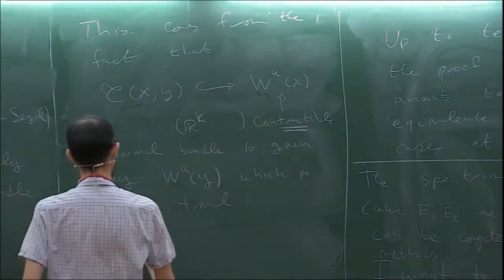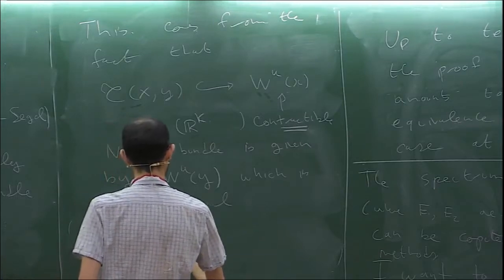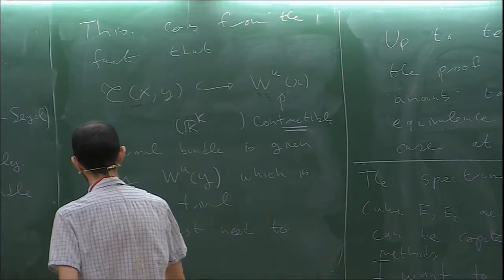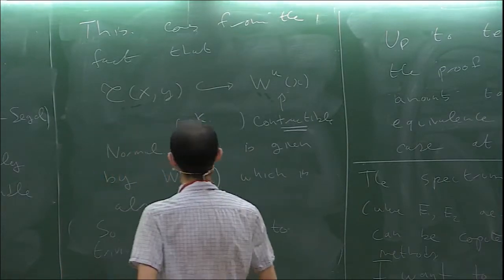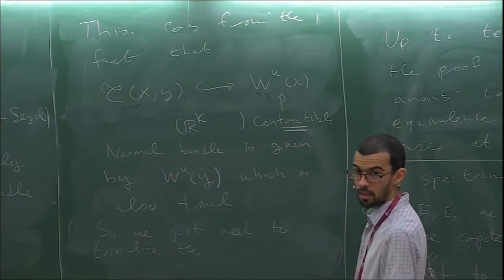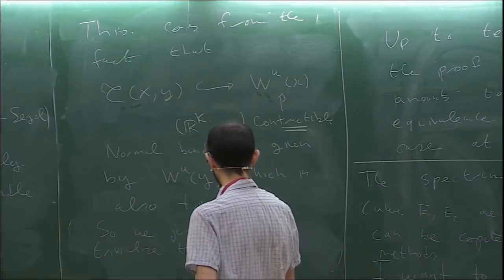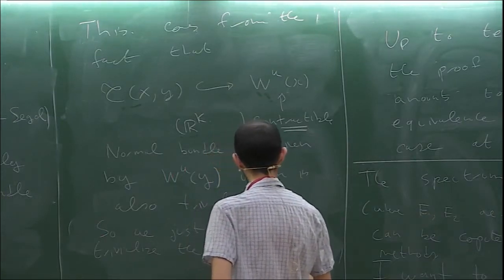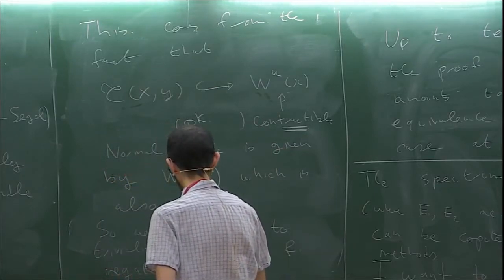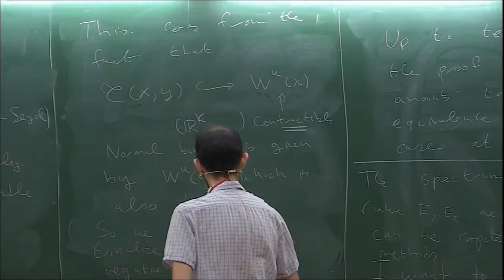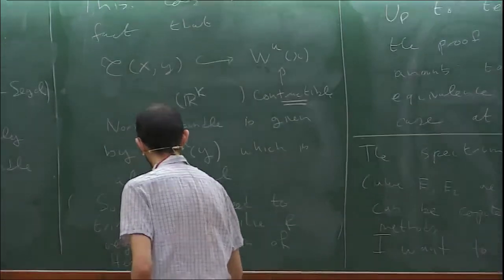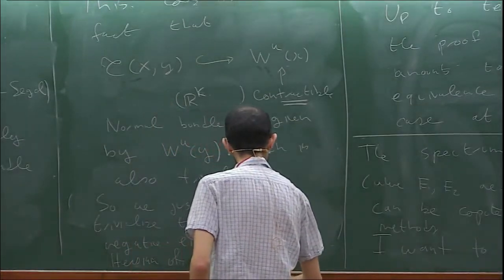So I should be a little bit more symmetric, but we just need to trivialize the positive and negative eigenspaces of the Hessian at X and Y. Positive and negative eigenspaces of the Hessian of F at all critical points.